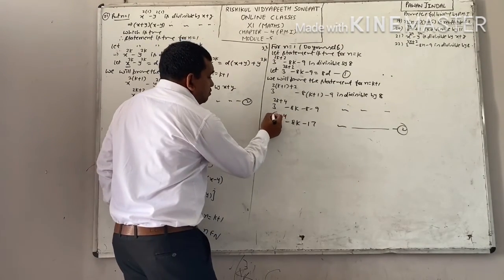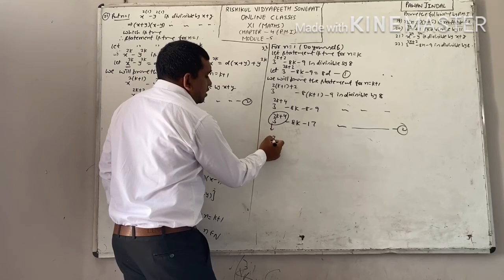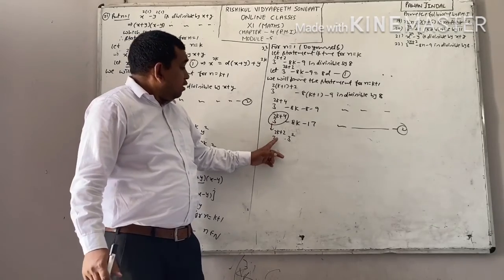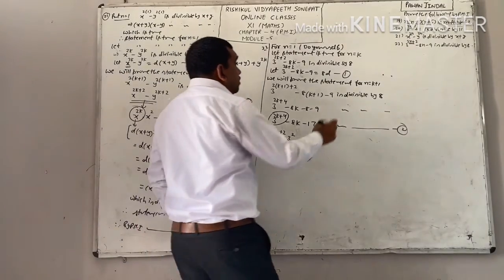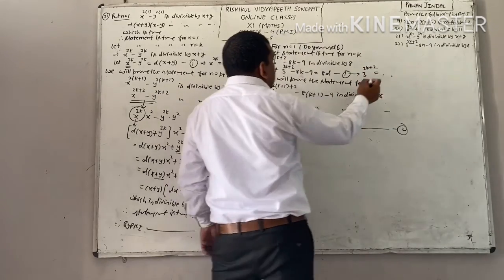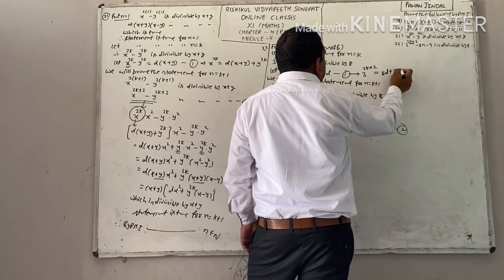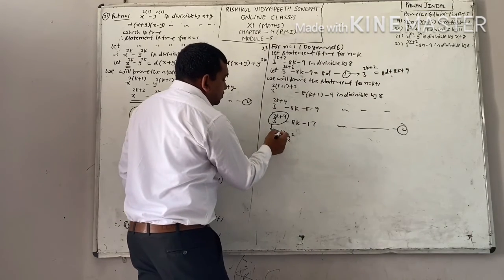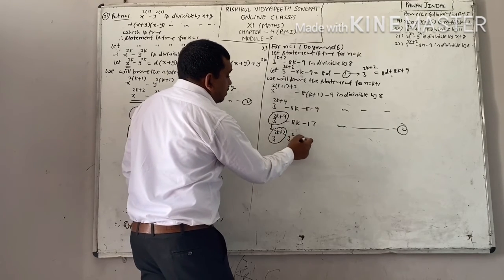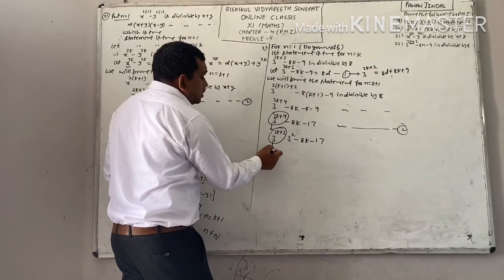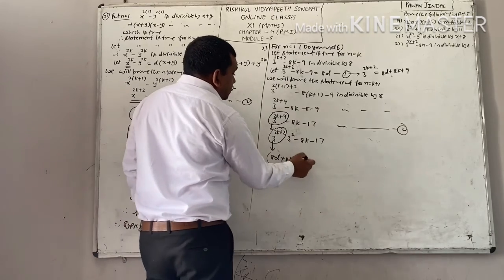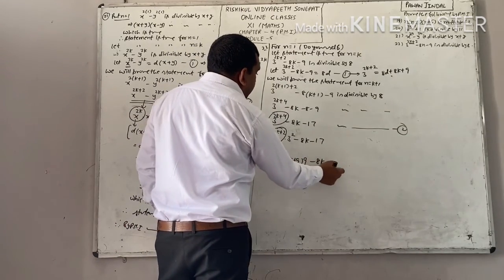Now break the power as we have done in the previous question. Why am I breaking like this? Because from equation 1 I can find out the value of 3 raised to power 2k plus 2, and its value is 8d plus 8k plus 9. Put it here. Write down these two terms as it is. The value of 3 raised to power 2k plus 2 is 8d plus 8k plus 9. This 3 square is 9, minus 8k minus 17.